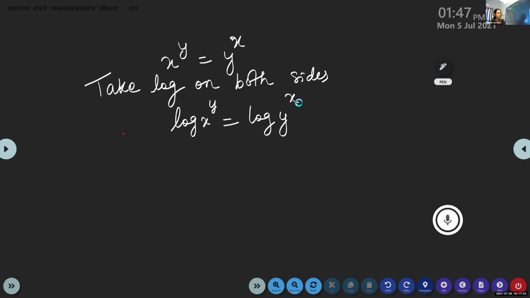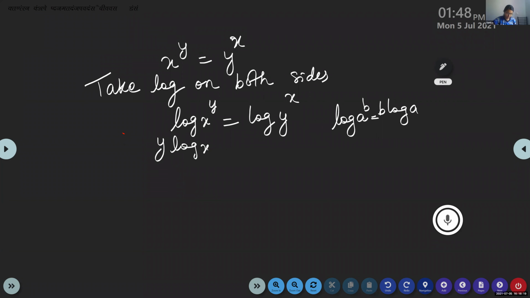What is log of a raised to b? It is b log a. We can take the exponent to the front. So we can write this as y log x is equal to x log y. y log x is equal to x log y.